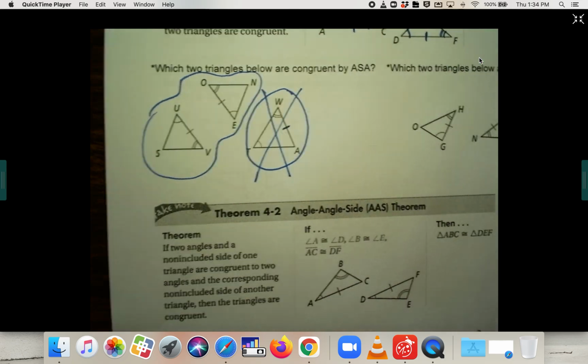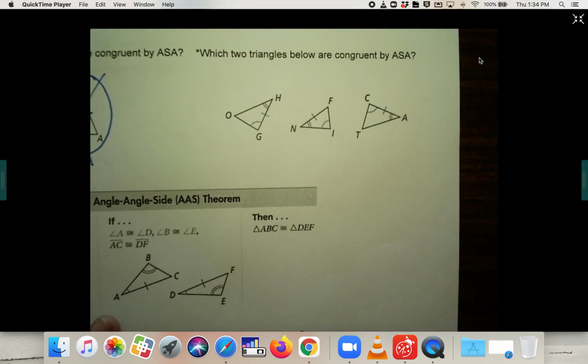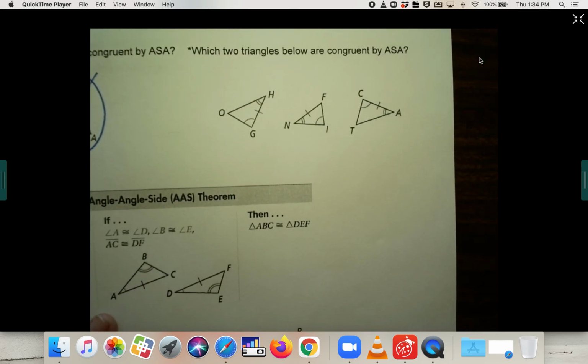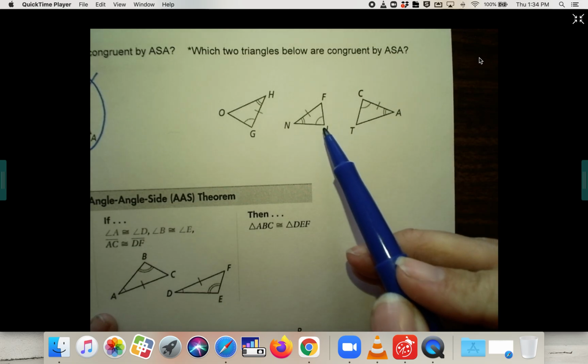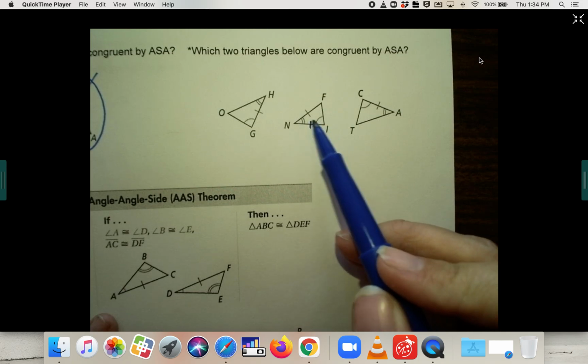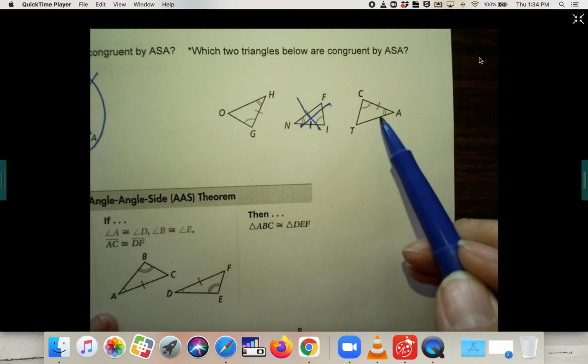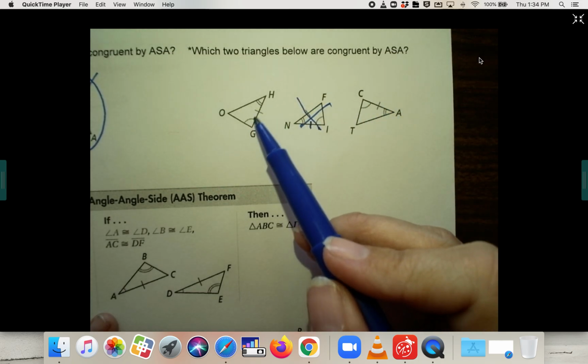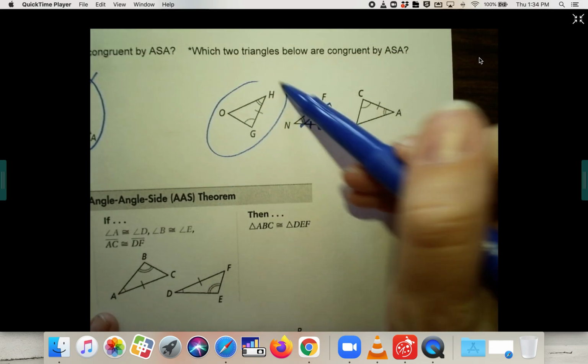All right, let's look at the next one. Which two triangles below are congruent by angle, side, angle? It is not this one. For this one to be it would have had to have been the side that's between the two angles. So angle, side, angle, angle, side, angle. Good. So it's these two.